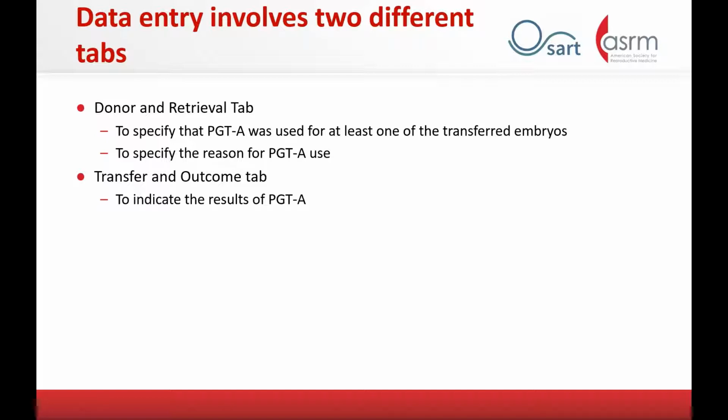The reason for PGTA use only becomes available when you indicate that you have done PGTA on some or all of the embryos. And then the reason that you pick for PGTA must be one that results in the appearance of the PGTA reporting tab on the transfer and outcome. It will make the PGTA drop-down result field appear on the transfer and outcome tab. That's where you will indicate the results of PGTA.